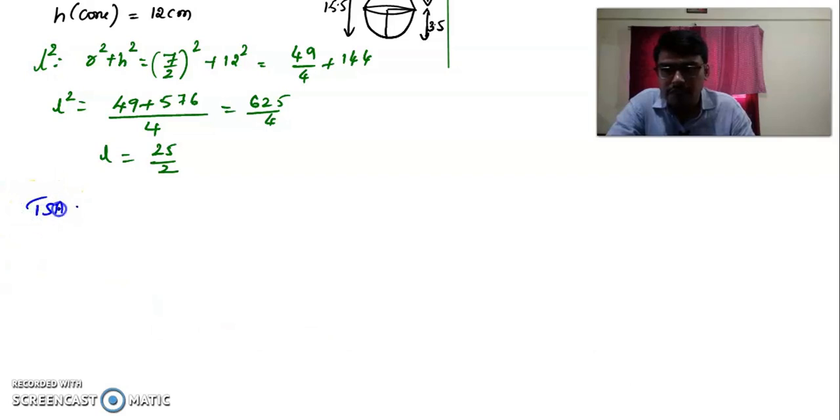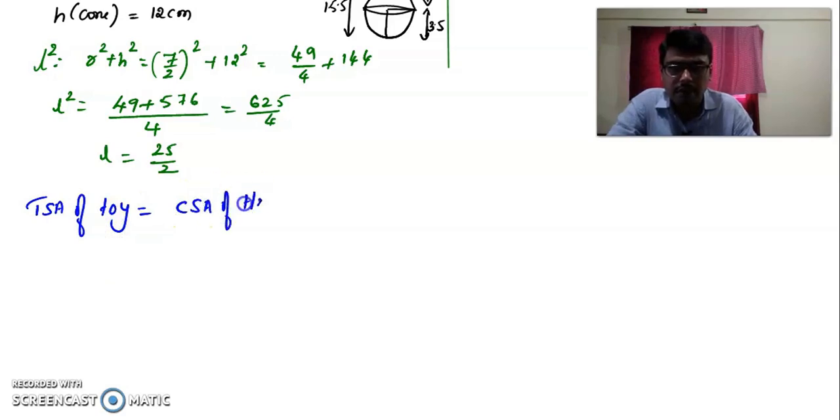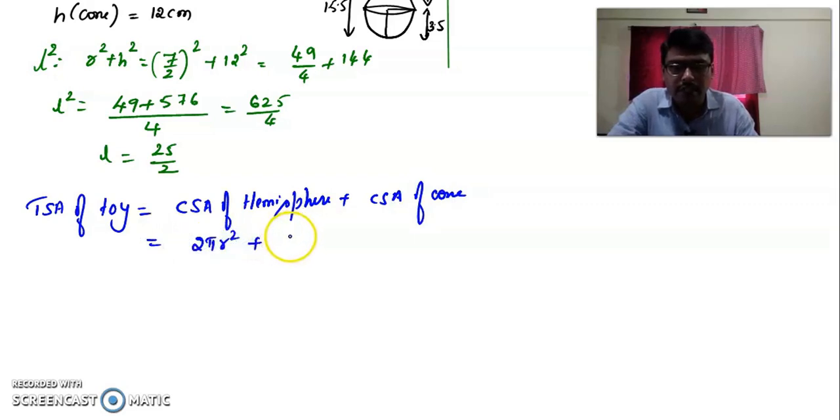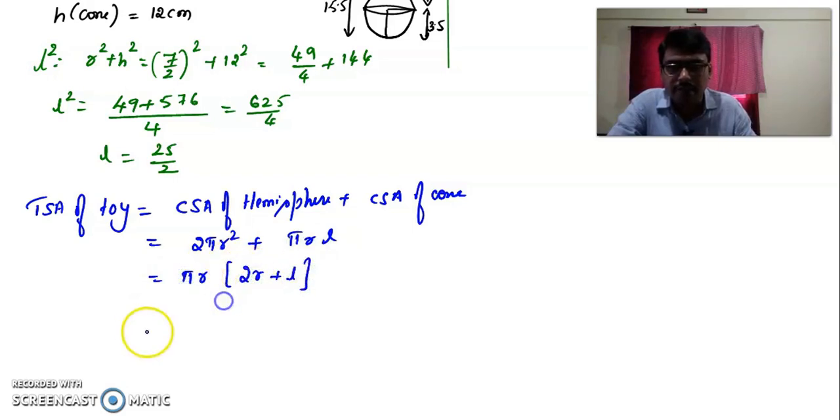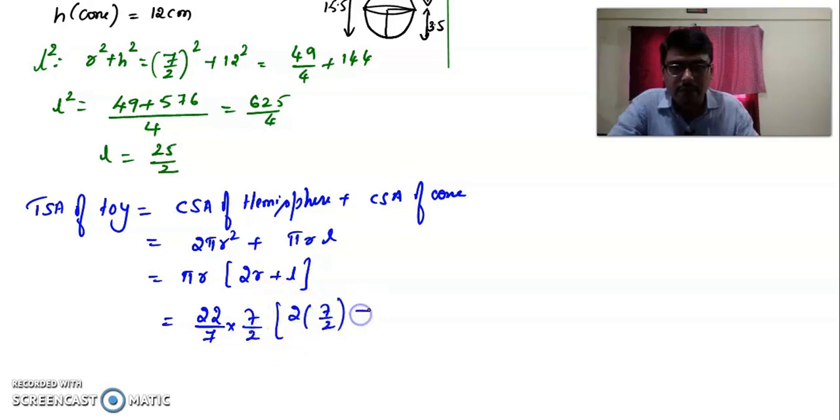So what is TSA of toy? TSA of toy is equal to CSA of hemisphere plus CSA of cone. CSA of hemisphere is 2 pi r square, plus CSA of cone is pi r l. So we can take pi r as common factor. We are going to get pi r into (2r plus l). Pi is not given, so I am going to take 22 by 7. Radius is 7 by 2. So 2 into 7 by 2 plus this will become 25 by 2.